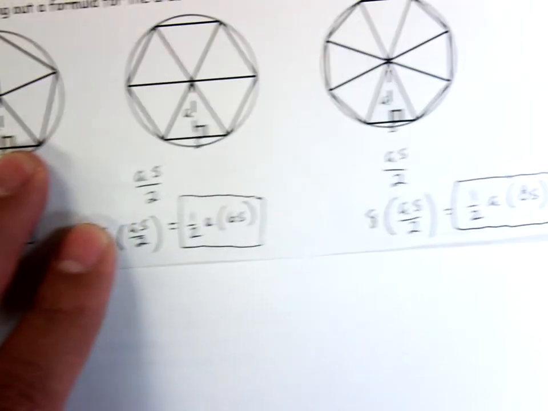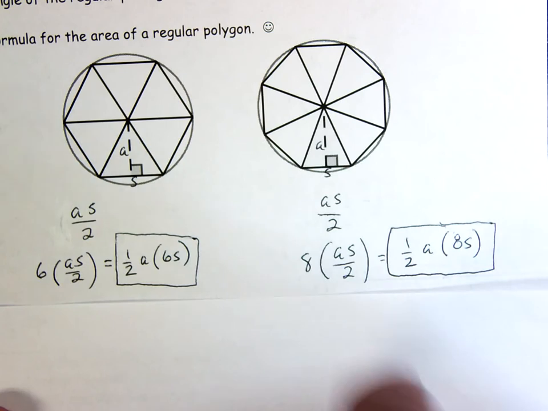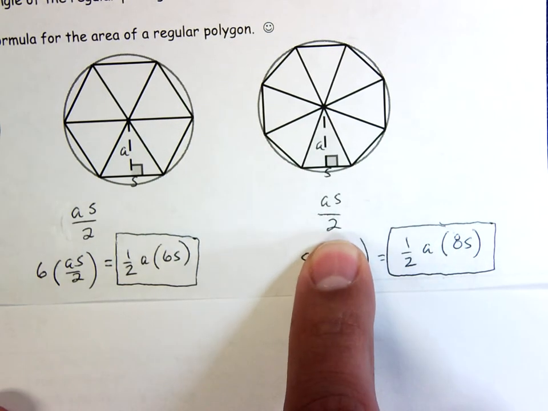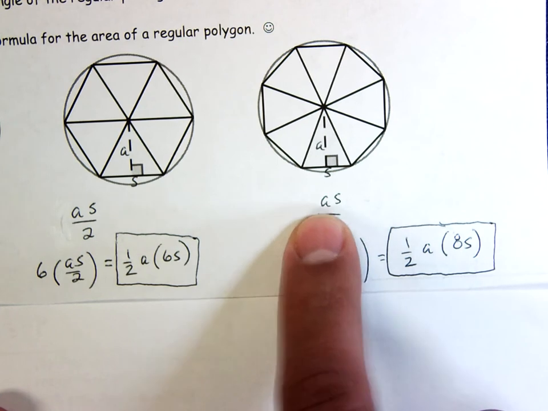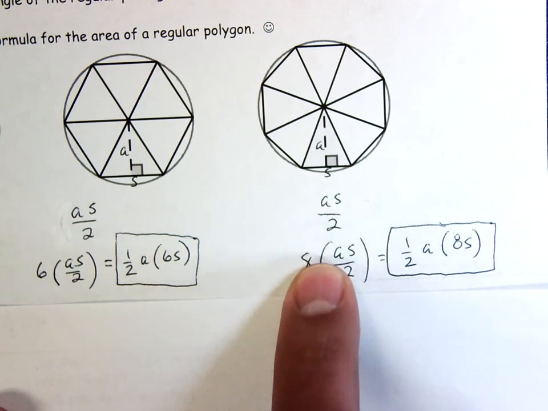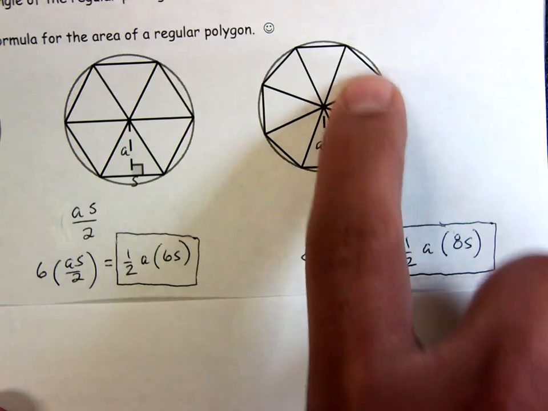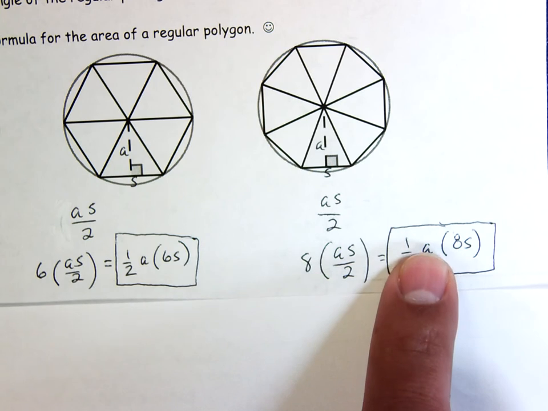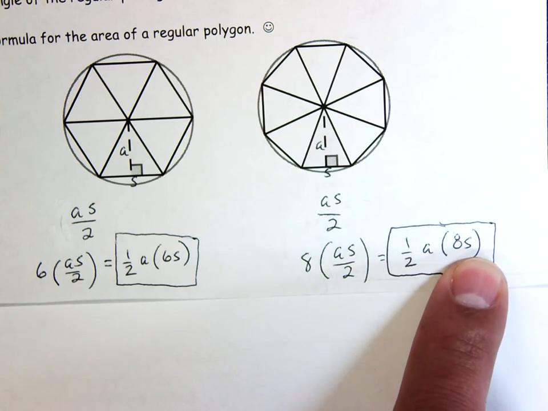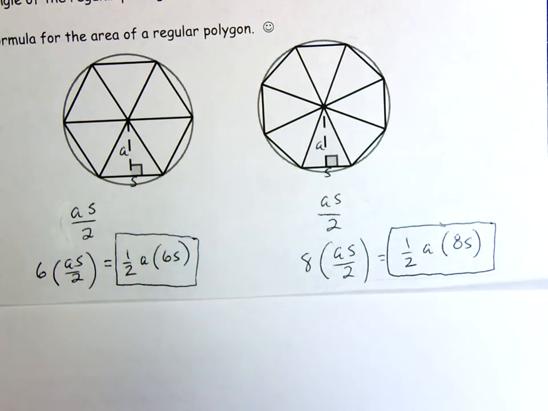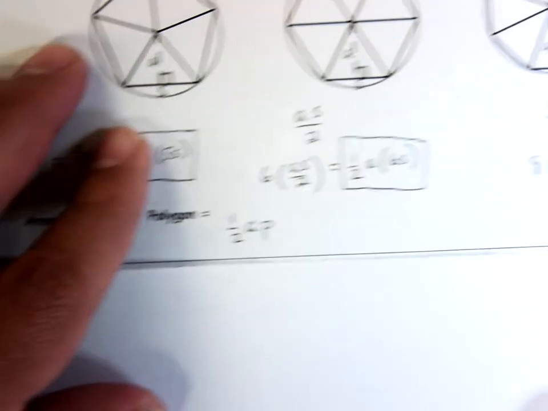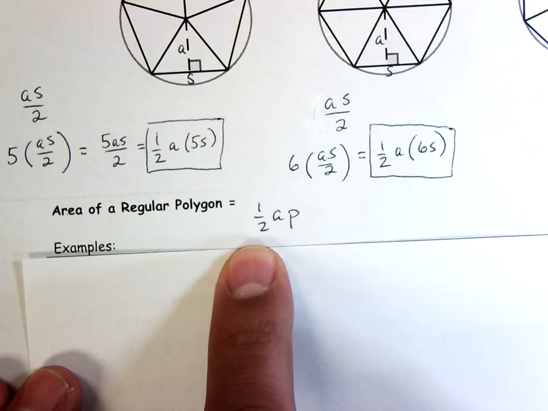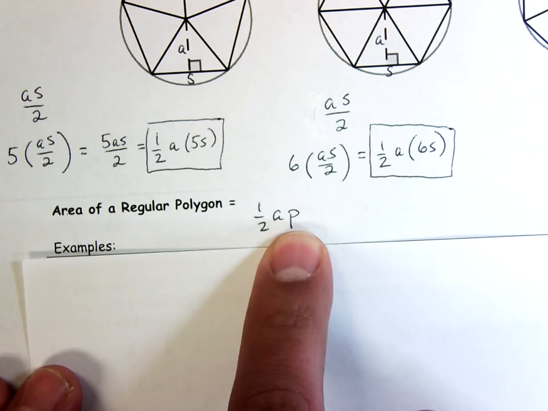Okay, one more. Now I've got, is it 8 sides? Again, the area of this little triangle is AS divided by 2, base times height divided by 2. Again, there's 8 of them. If I multiply this by 8, it gives me the area of the whole shape. Do a little bit of math, and again, you get 1/2 times A times 8S, which is the perimeter of the shape. Okay, all that was just to show you why this formula works. To get the area of a regular polygon, it's just 1/2 times the apothem times the perimeter.